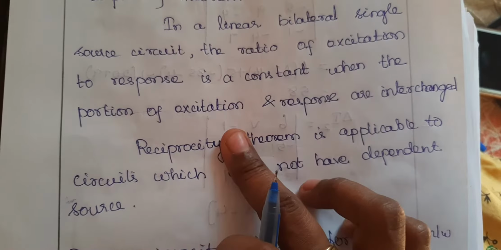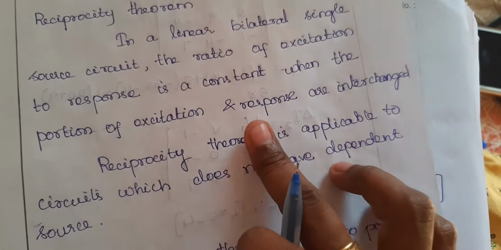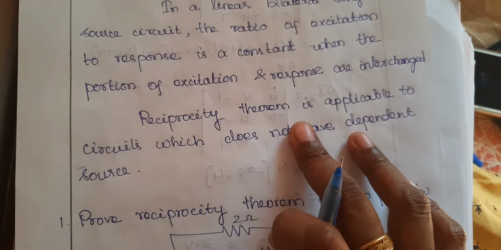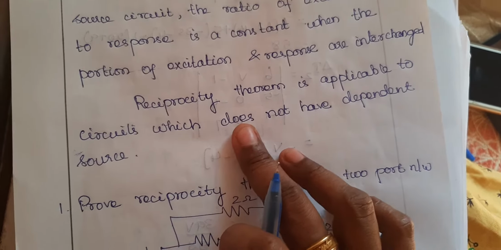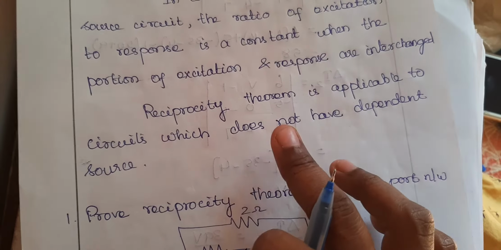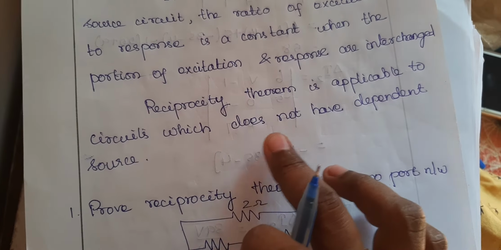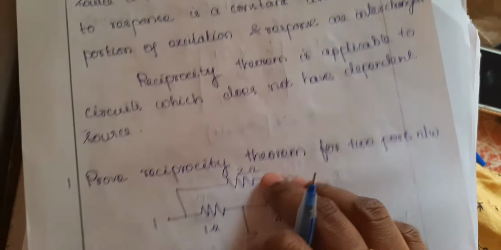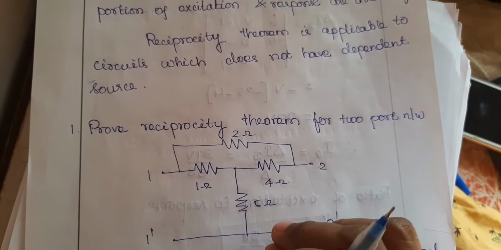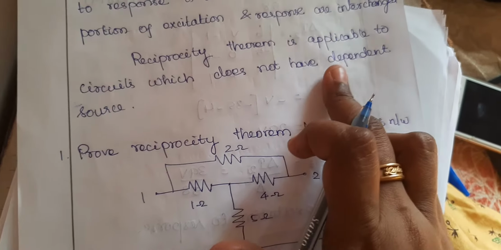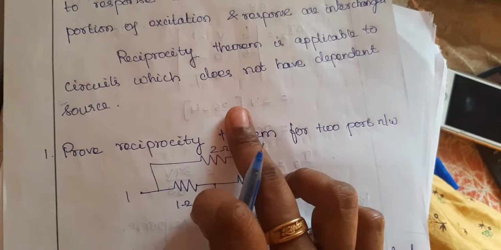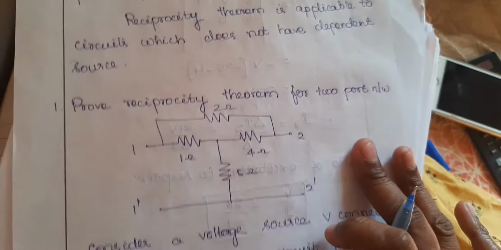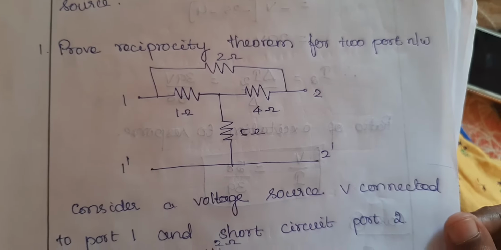Okay, so what is excitation? It may be a voltage source or current source, as well as response also it may be voltage source or current source. Okay, and another important thing, reciprocity theorem is applicable only for independent sources, the circuit which does not have the dependent source. So the circuit should not have any dependent sources. If the circuit has dependent sources, you can't apply the reciprocity theorem. Can you understand? So we can see the problem.